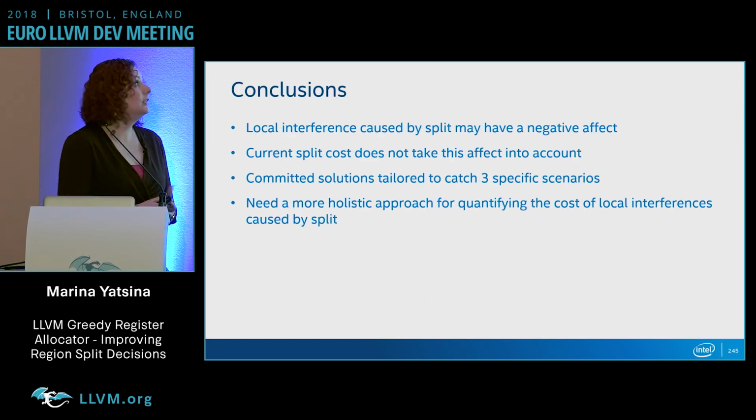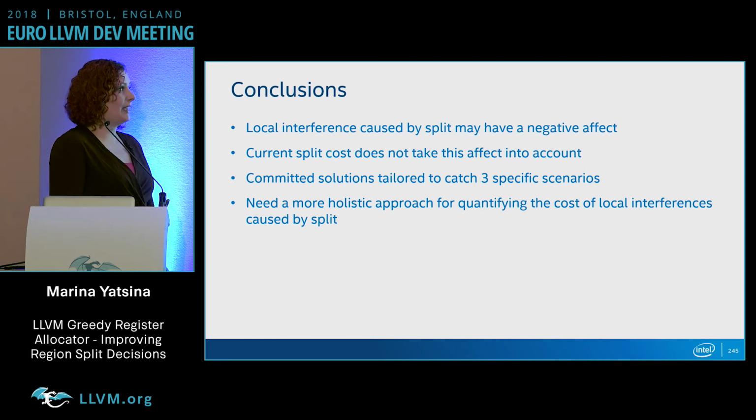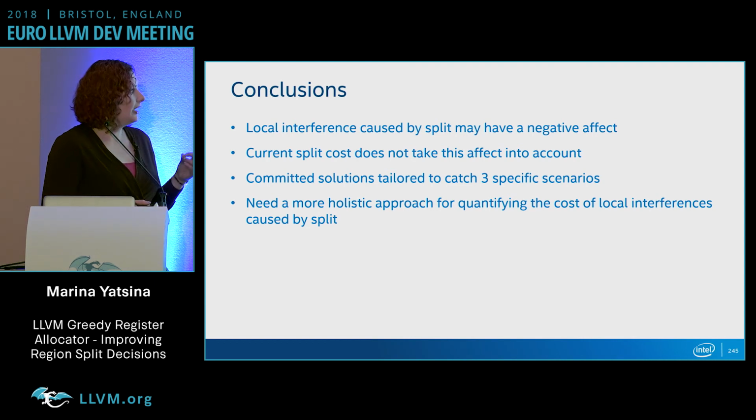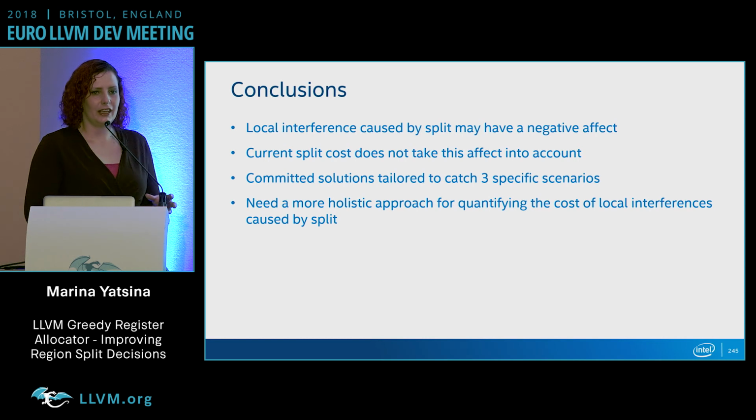So if we conclude, local interference caused by split may have a negative effect, and the current split cost does not model that effect at all. So the committed solutions address 3 very tailored scenarios and very specific scenarios. There are probably a lot more, and we do need a holistic approach, maybe involve some study with academia. How can we model this correctly and take it into account during the split?